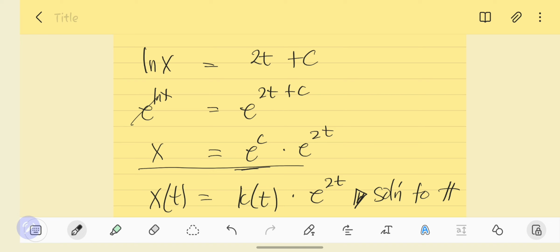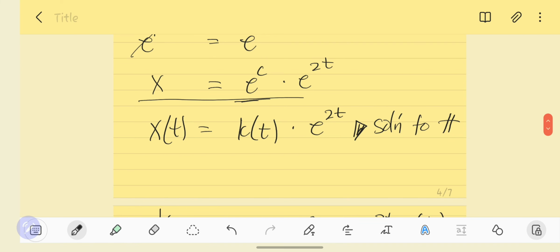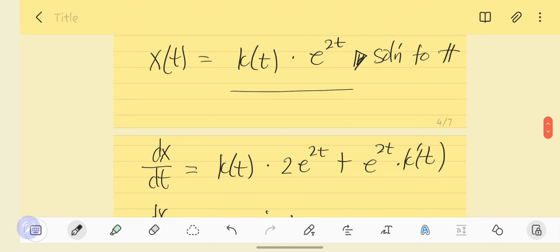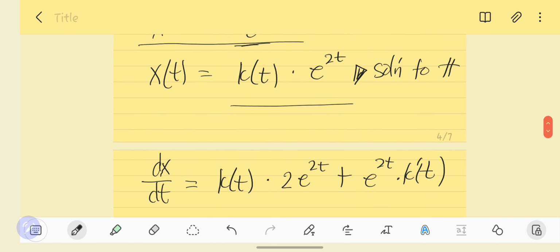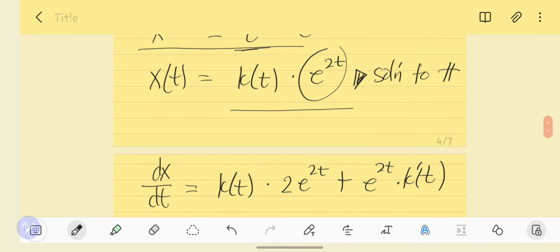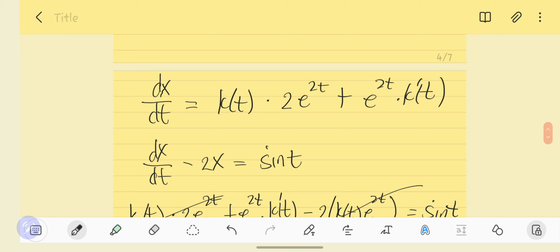And then we let vary our constant. So this becomes x of t is equal to k of t times e to the 2t. That's your solution to the homogeneous equation. Then we will try to derive this. So dx over dt is equal to k of t times 2 e to the 2t plus e to the 2t times k prime of t, and dx over dt is equal to sine t, which is our non-homogeneous equation.